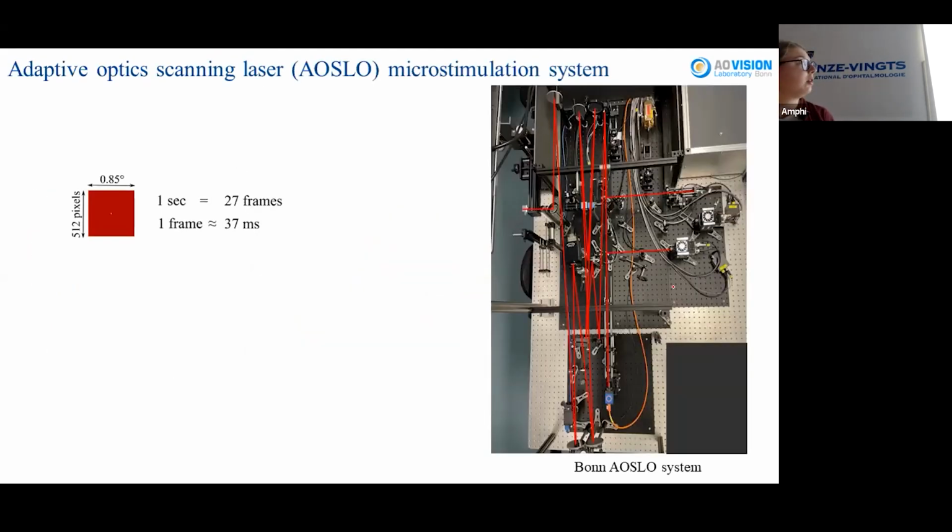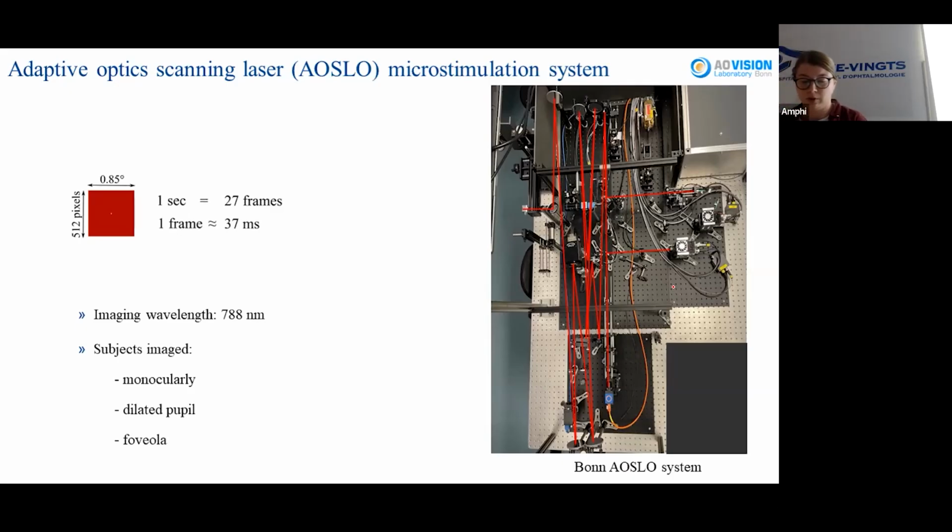For our experiments, we use an adaptive optics scanning laser ophthalmoscopy system. All the experiments I will show here were performed on the very central retina with a field of view of 0.85 degrees of visual angle, or a 512 pixel raster size. In our case, the raster is actually a display where we present something to the subject. Per 1 second, we have 27 frames, so roughly to scan 1 frame takes 37 milliseconds. We used a 788 nanometer wavelength, and all the subjects were imaged monocularly with a dilated pupil.